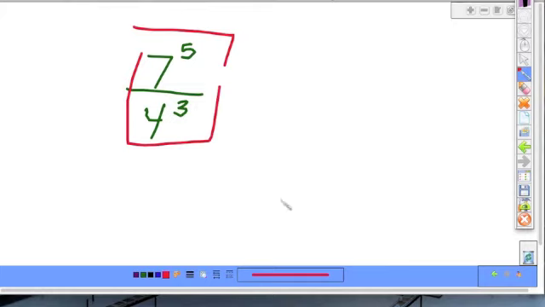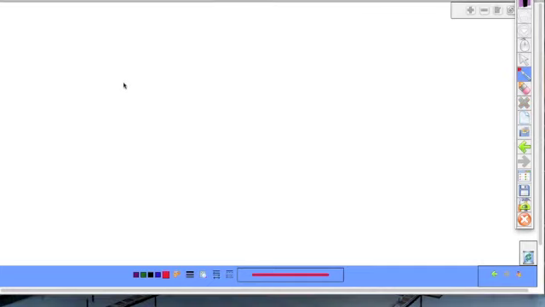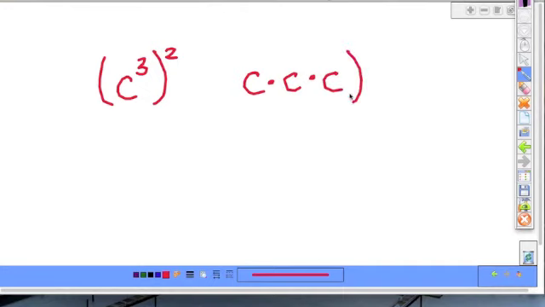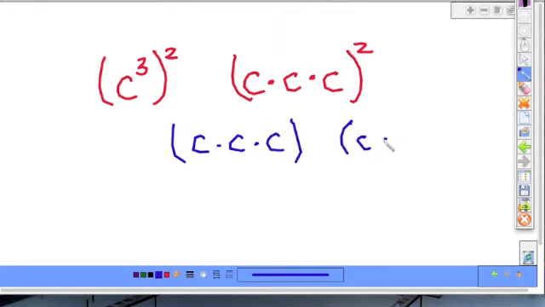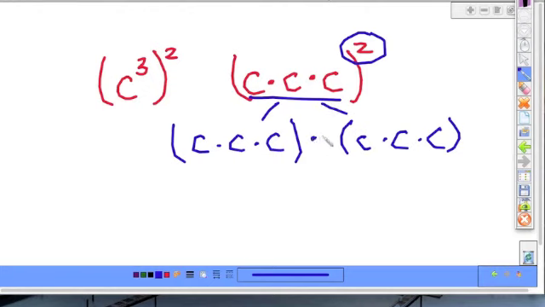All right. Now let's say we had ones with parentheses. If I had c to the third power being raised to the second power, this is a power being raised to a power. So I have c to the third power, which is c times c times c, all raised to the second power. Which means now I have two sets of this. C, C, C, there's one set. C, C, C, there's two sets. That's my 2 there. So I created 2 groups. Now how many C's do I have all together? I have 1, 2, 3, 4, 5, 6. So it's C to the 6th power.